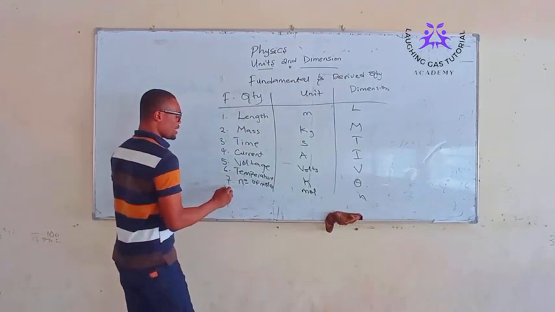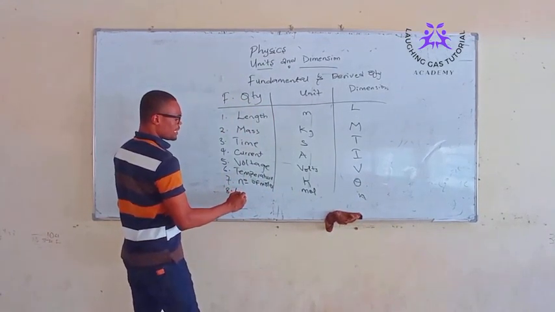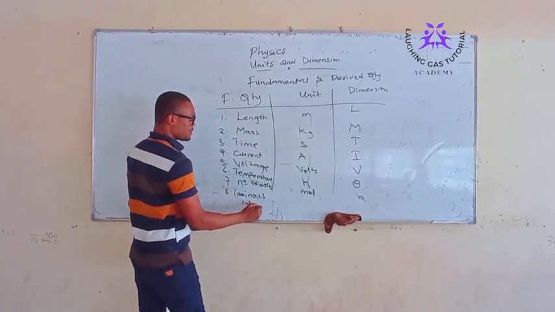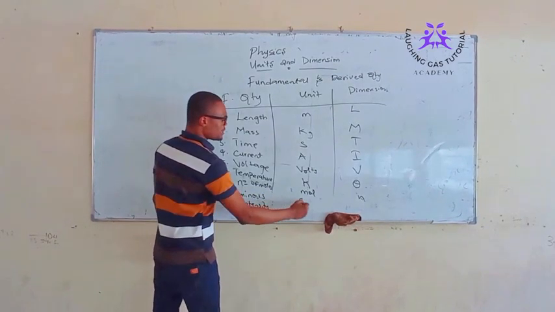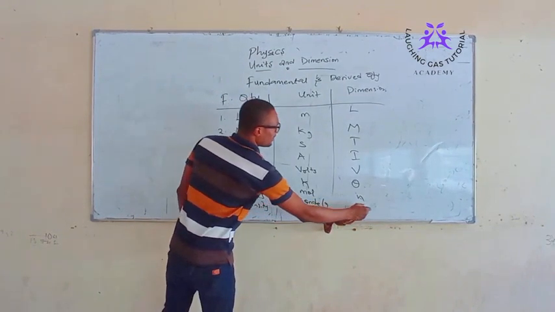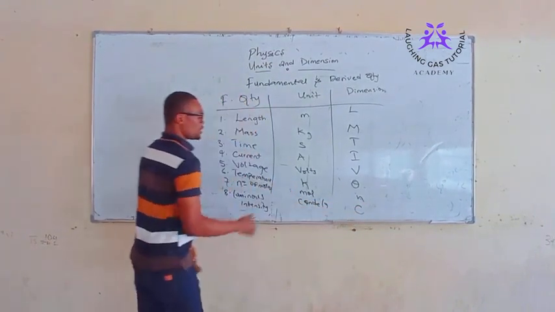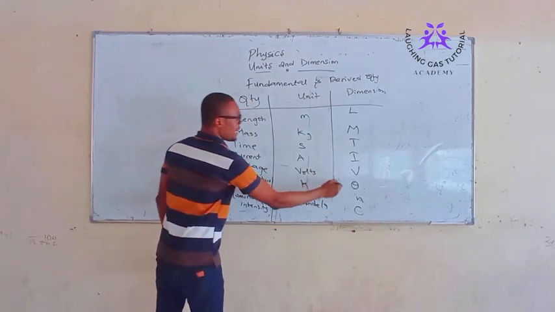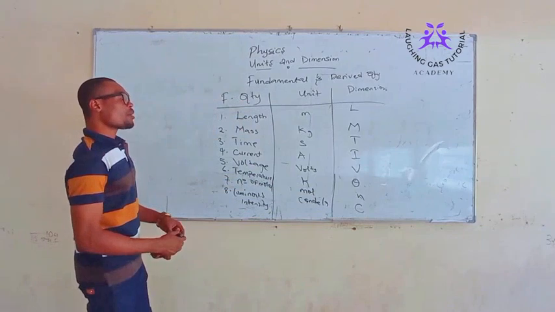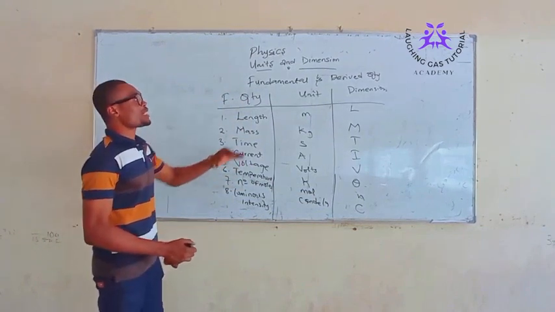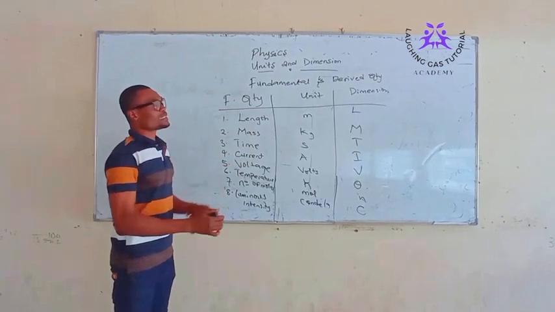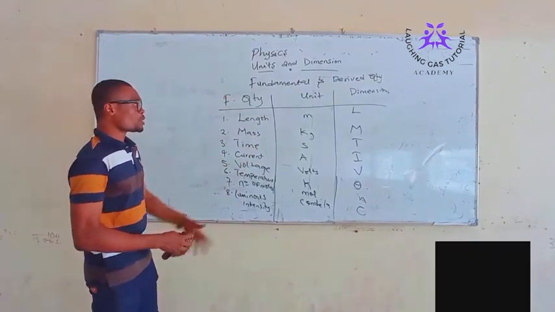And finally we have luminous intensity. The unit is candela, and capital C is used to denote the dimension. Alright? However, there are many other fundamental quantities, but we are restricted because of the undergraduates. In undergraduate, this one will do.